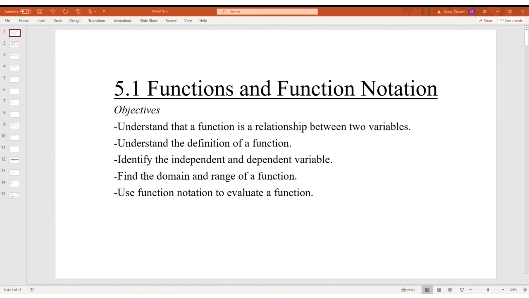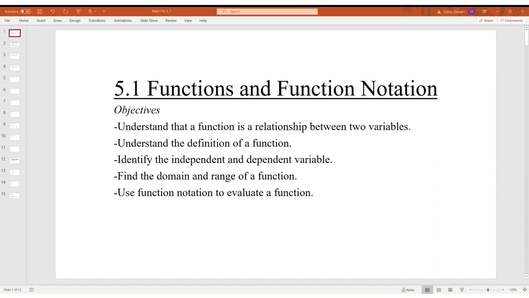So there are some objectives we are going to talk about. The first topic is function and function notation. And the objectives are to understand that function is a relation between two variables. Okay? Function is a relation between two variables. And we are going to understand the definition of function. And we identify the independent and the dependent variable in the function. And we are going to find the domain and range of a given function.